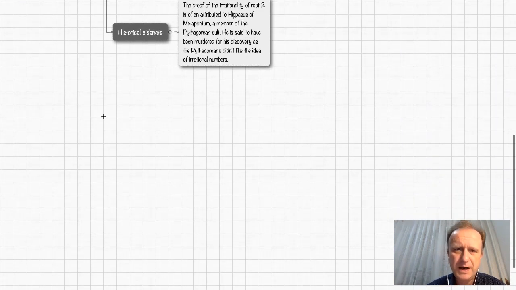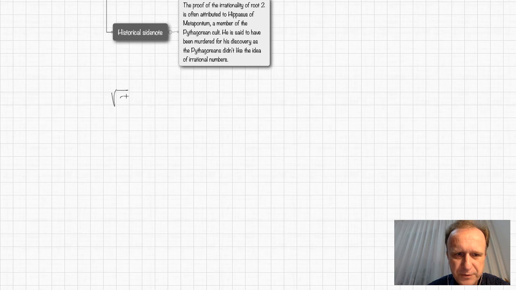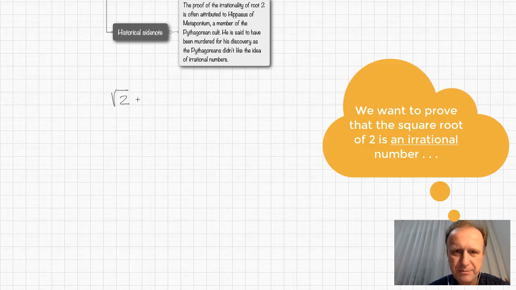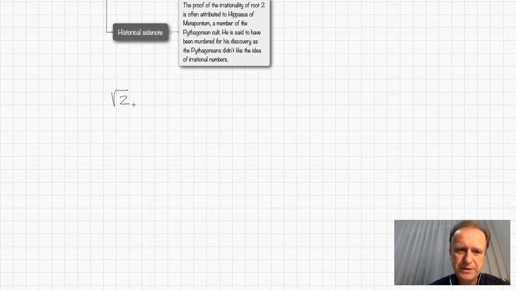Okay, so let us make this proof now. I will show you how to prove this fact that the square root of 2 is irrational. So we want to prove that the square root of 2 is an irrational number, and when using the proof by contradiction, let us suppose the opposite of what we want to prove.